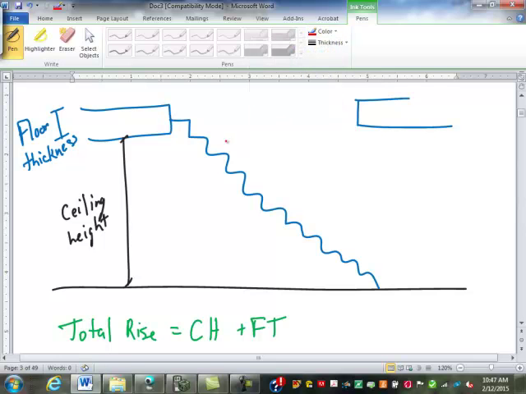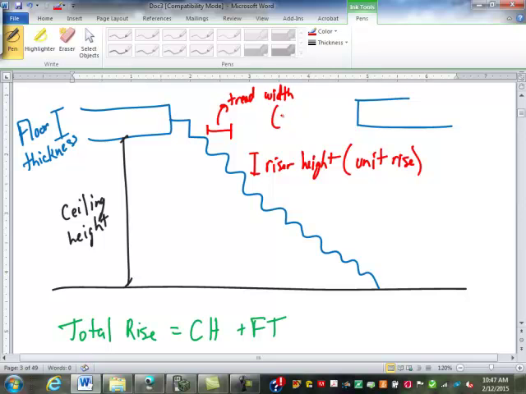Each step then has a riser height. The packet I'm going to give you refers to this as the unit rise. It's the rise per single step. Then it has a tread size or tread width. The packet I'm going to give you refers to that as the unit run.